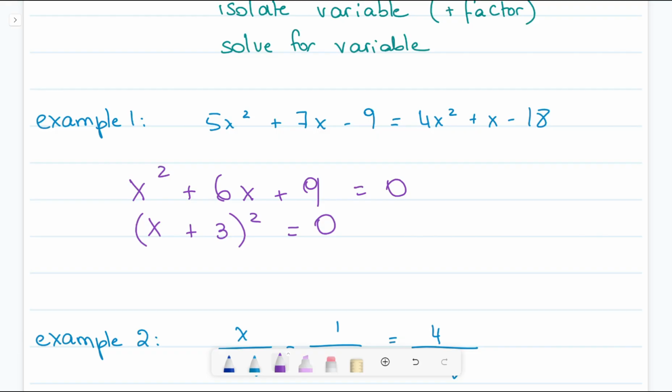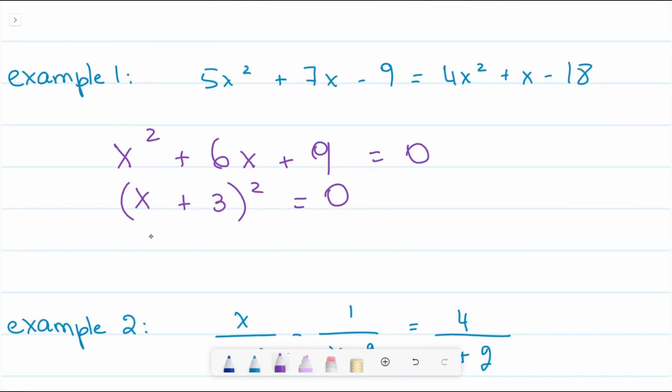And now, how do we solve for that? We square root both sides. We get x plus 3 equals 0, so x equals negative 3.